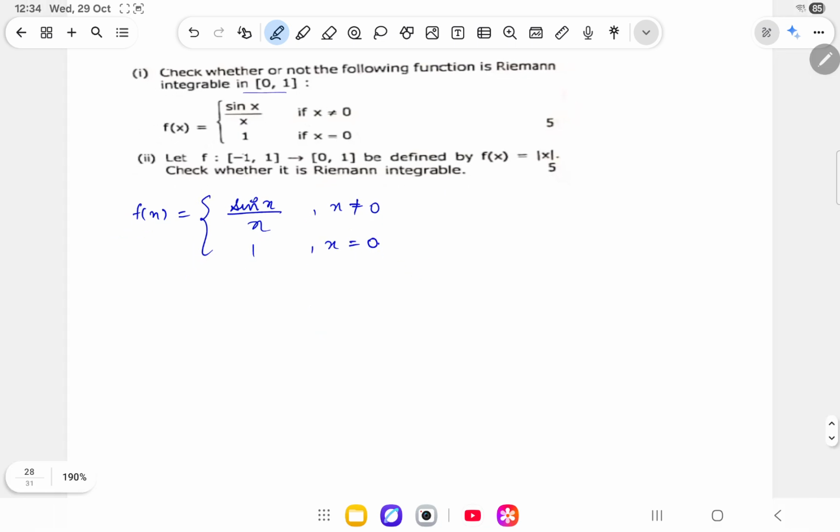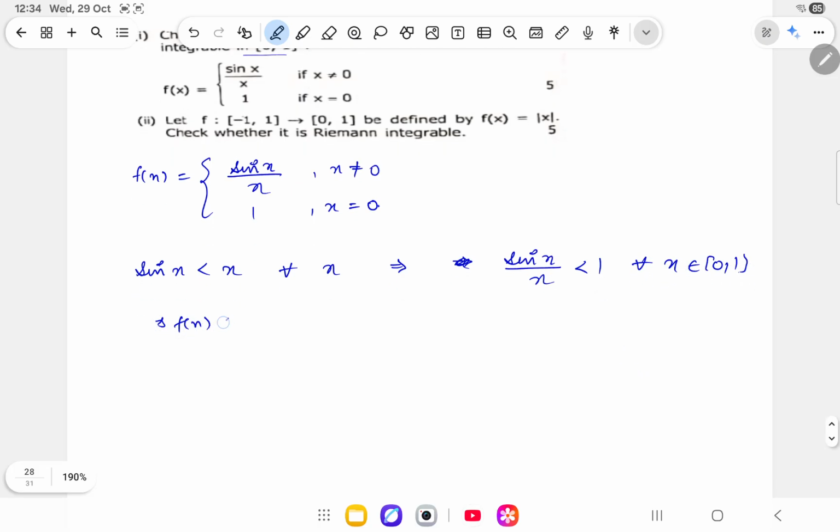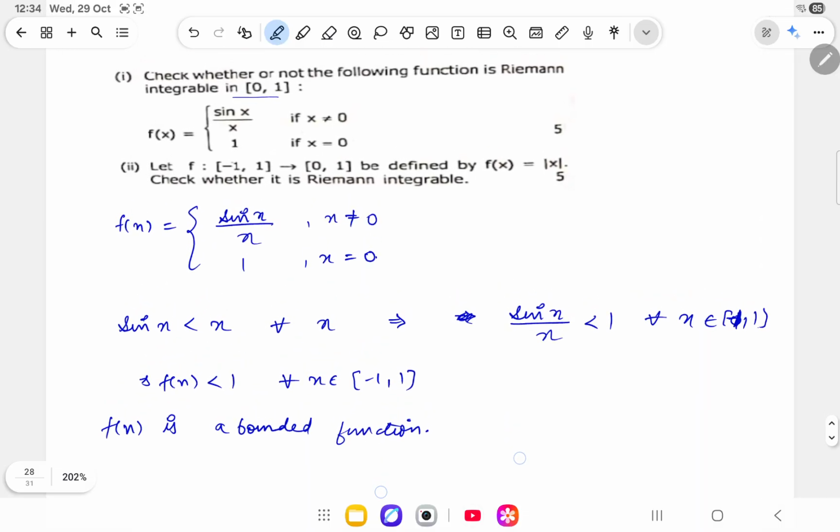So if you observe that sin of x is less than x for all x, from here we can say that sin x by x will be less than 1 for all x in 0 to 1. So we got that our function f(x) is less than 1 for all x in, sorry, it's minus 1 to 1, because the domain is minus 1 to 1. So f(x) is a bounded function. That is a necessary condition for a function to be Riemann integrable.